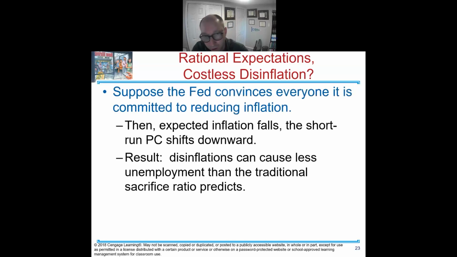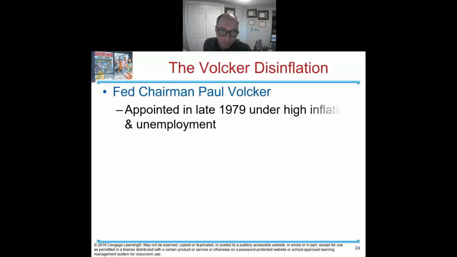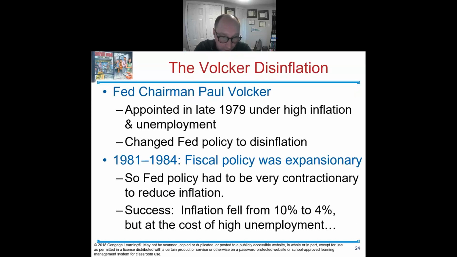If the Federal Reserve is able to convince Congress that it's committed to reducing inflation, we would expect that inflation will calm down in the short run and the Phillips curve will shift downward. But of course, this also means that unemployment will rise to some degree, and the output will fall to some degree as well.